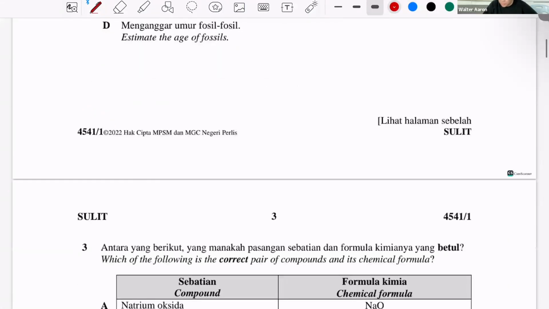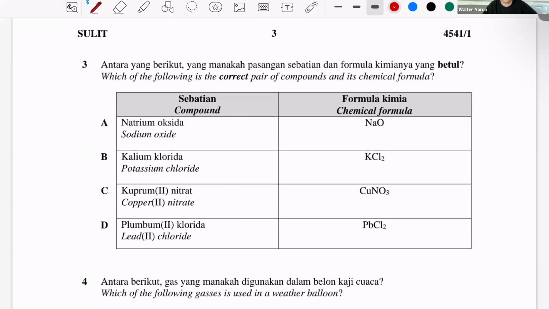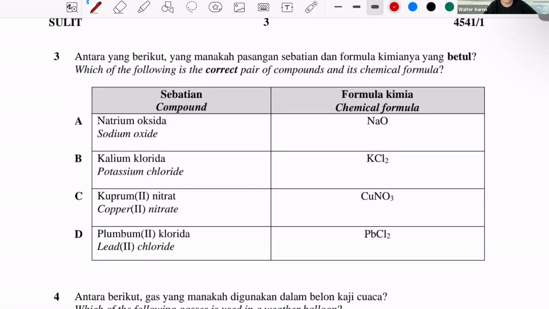For number 3, which of the following is the correct pair of compounds and its chemical formula? For sodium oxide, sodium is +1 and the oxide is -2. So if you take Na plus and O2 minus and cross them, you should be able to get Na2O. So supposedly this is 1, this is 2, do the crossing method. The correct formula is supposed to be Na2O. So this is supposed to be the answer.